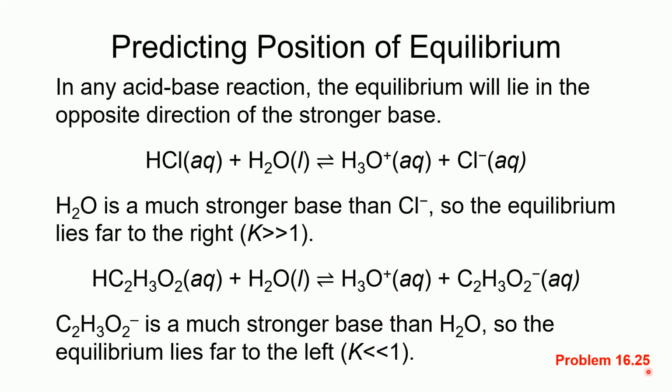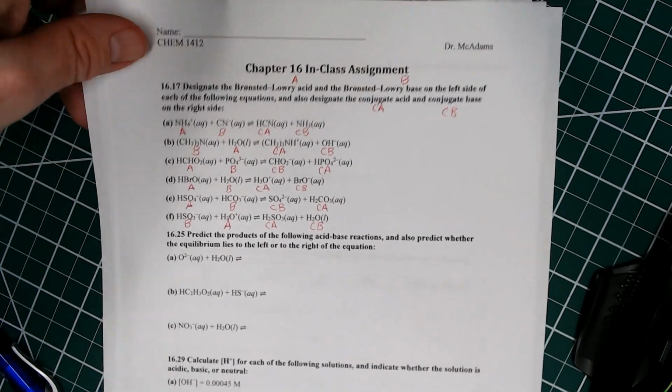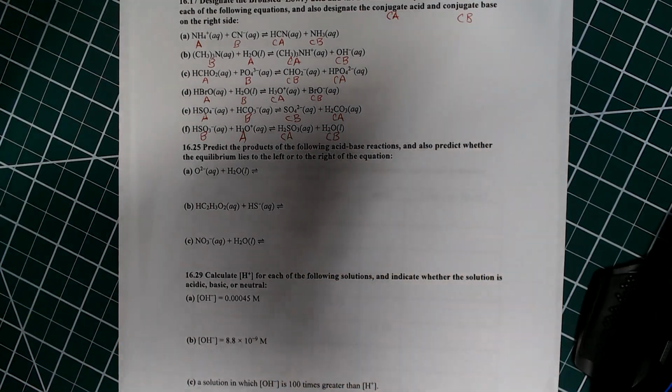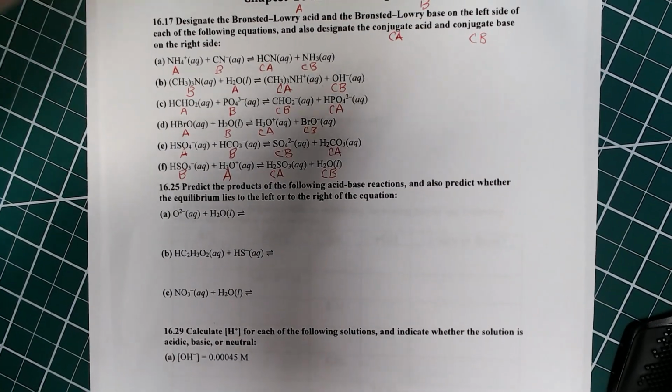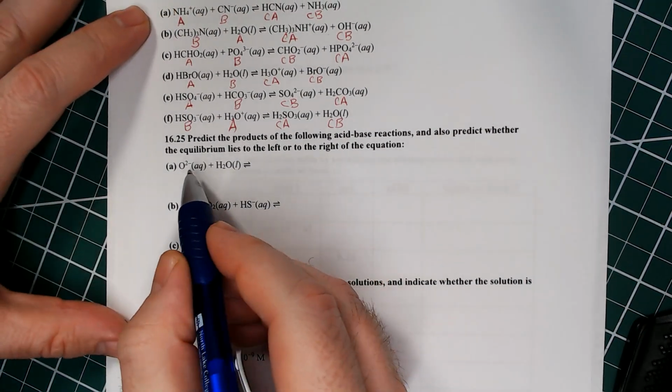Okay, so now we want to look at number 25, and after we do number 25, that will be the end of our first video. So let's look at number 25. Here we want to predict the products, and I'm going to lower this down just a smidge. There we go. All right, so we want to predict the products here.